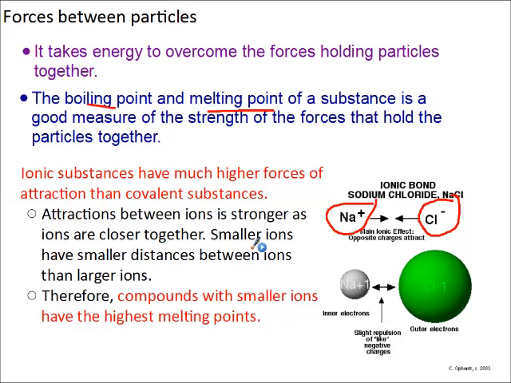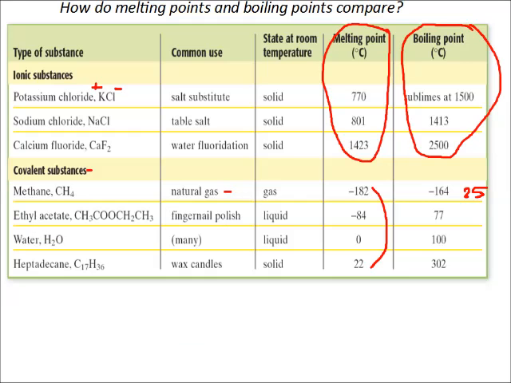Even between ionic compounds, there's a difference between the melting point and the boiling point. Part of that has to do with the size of the ions. Smaller ions are closer. The closer they are, the stronger their attraction. So compounds with smaller ions have the highest melting points. And we can go back to our table here. Fluorine is one of the smallest ions. It has one of the higher boiling points and melting points, higher than chlorine.